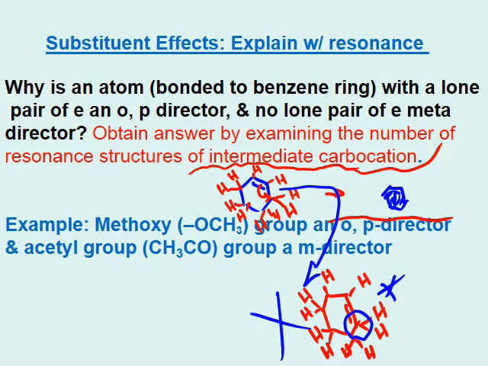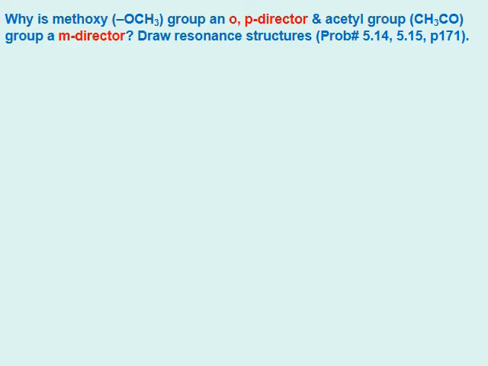So keeping this in mind, we are going to draw resonance structures and explain to you why an unshared electron pair on an atom which is directly bonded to the benzene ring would be an ortho-para-director. Now this is the specific problem which we'd like to go over. Why is the methoxy group an ortho-para-director? So let's first focus on that. Now this is the benzene ring. Methoxy group has O and CH3.